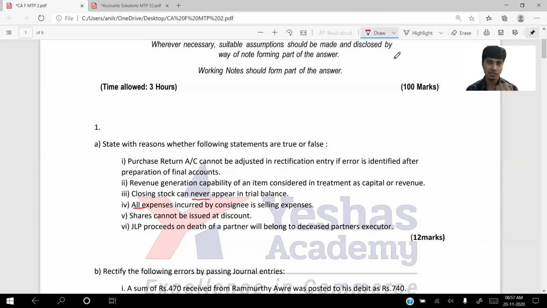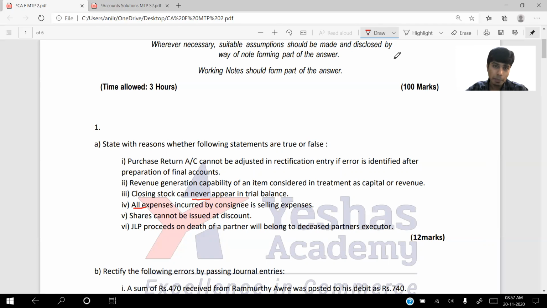When you receive that claim money, the journal entry is cash account debit to JLP account. Cash account debit is the cash received, the asset aspect. To JLP is the income aspect. Cash will be used to pay the deceased partner's claims. To JLP is the profit or the income which will be shared by all the partners. Get that? Here, one might say the entire JLP process belongs to the deceased partner.